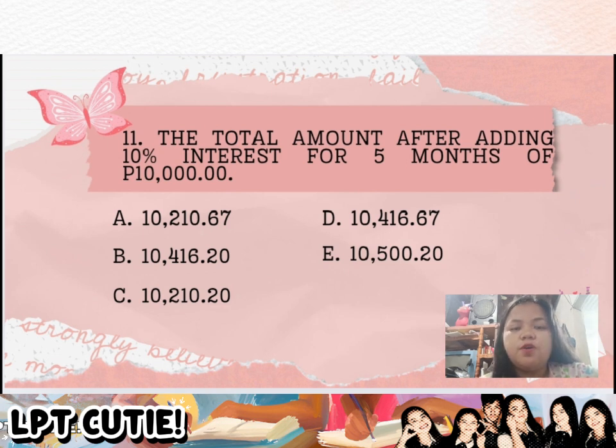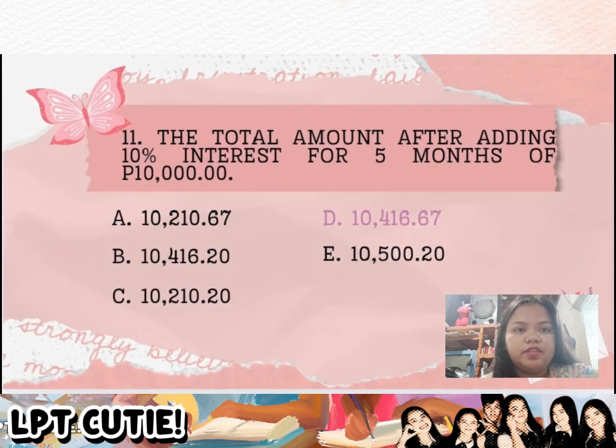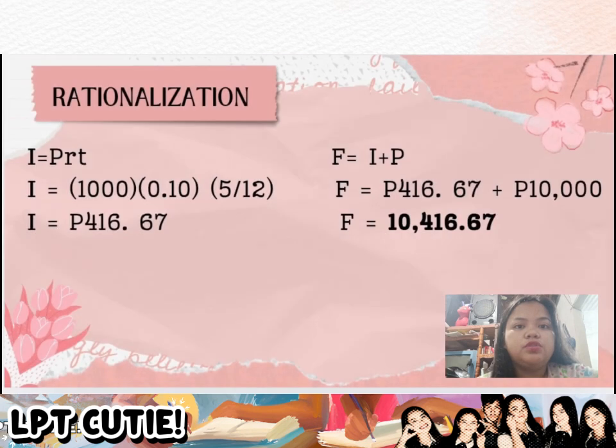Okay, so the correct answer is letter D. Very good. 10,416.67. So how did we come up with this answer? In this problem, we are going to use two formulas. First, we need to find the interest. So we are going to use I is equal to PRT. So interest is equal to principal, rate, and time.